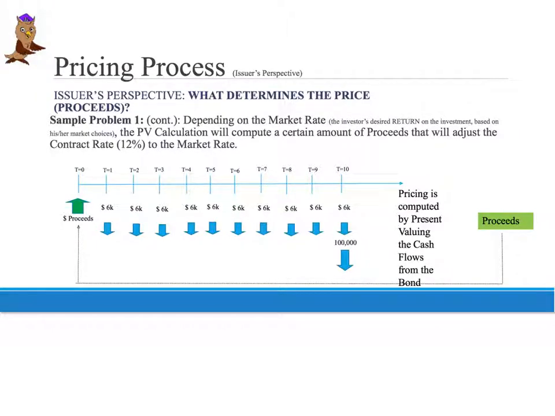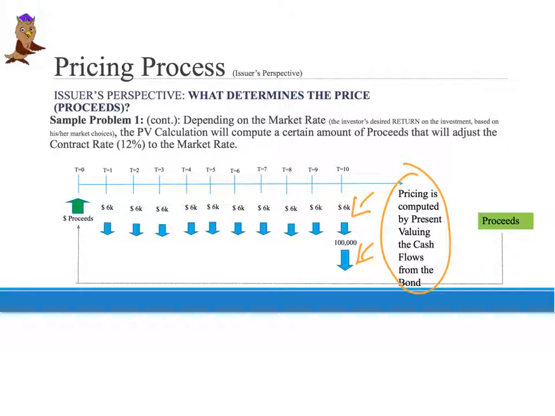And now let's talk about the last step. What determines the price itself? Well, there's a calculation that we're going to be using, and it's based on this. Pricing is computed by applying the present value to the cash flows themselves, and this is done at the market rate. At the moment here, we don't have a market rate yet, but we would just apply whatever the market rate happens to be to the series of cash flows, and then also to the single amount here.